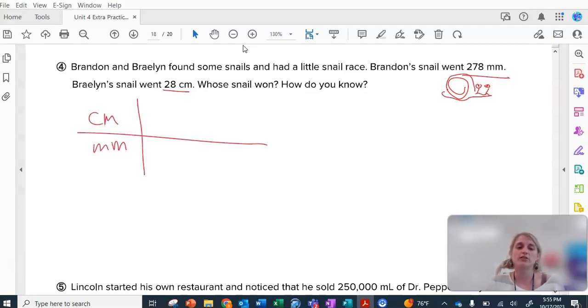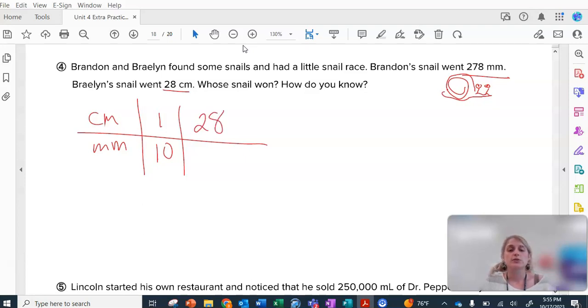Centimeters is not just a regular C. Millimeters is not just a regular M. If you're going to write the short version of the word, you have to write the correct abbreviation, which, spoiler alert, is the letters in the parentheses on your star chart. Centimeters to millimeters, 1 centimeter is 10 millimeters. Brandon has 28 centimeters. I'm sorry, not Brandon. Braylon has 28 centimeters.